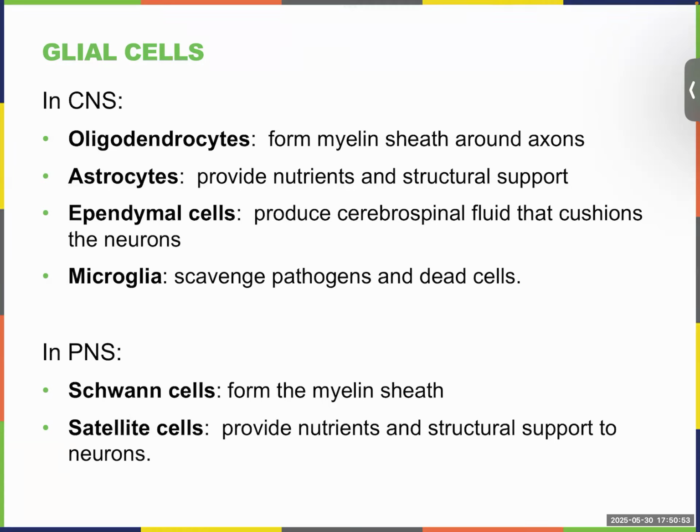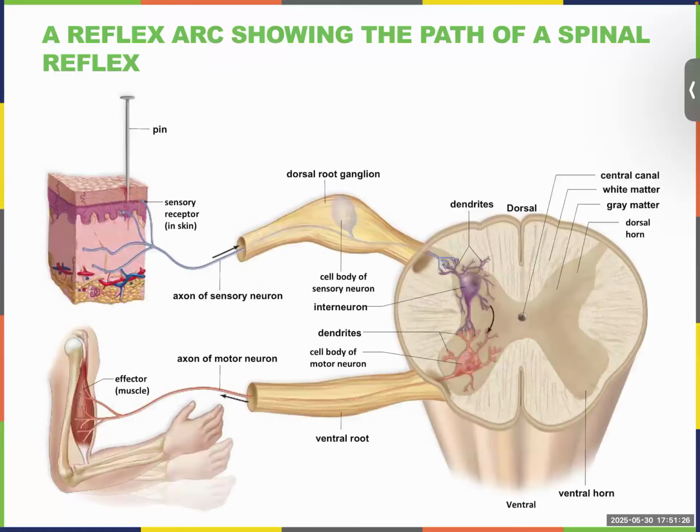The peripheral nervous system includes Schwann cells, which form the myelin sheath there. So that's interesting. It's different cell types that make these sheaths depending on if you're in the central nervous system or peripheral system. Satellite cells also provide nutrients and structural support to neurons. So they have the same function as astrocytes. Maybe think of satellites as being in outer space, and astrocytes sound like stars. So that's why they have similar functions.